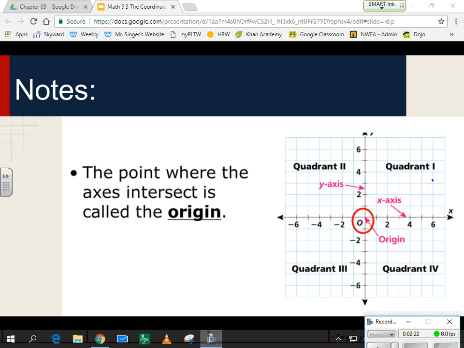Another note to write down is what the origin is. It's the point where the axes intersect. It's always 0, 0. There's no left or right movement. There's no up and down movement. So we just call it the origin. Have that down before moving on.